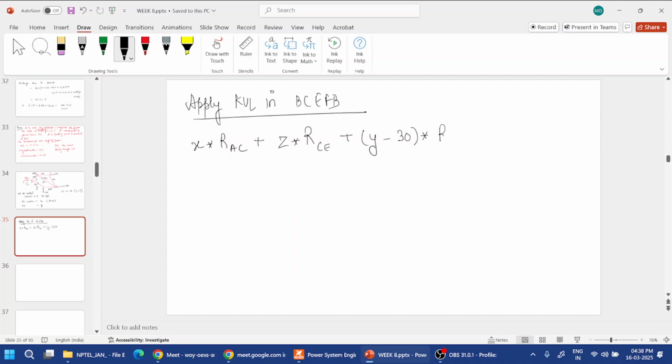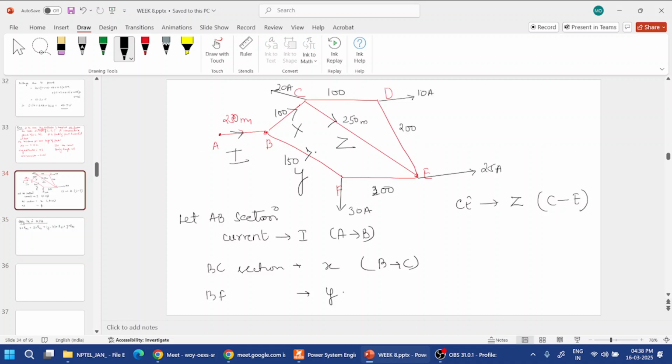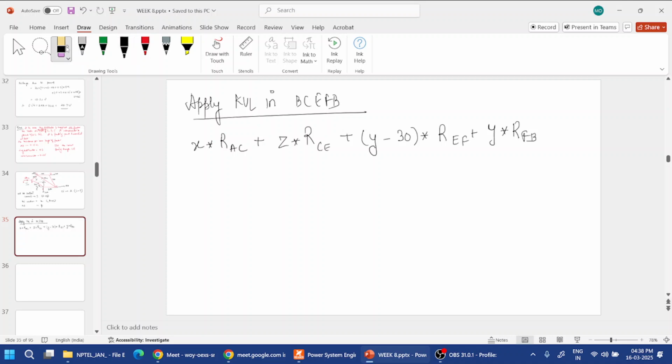How much? REF plus Y into RFB. But here, what we have taken, Y is in this direction, but we are going in the opposite direction. So basically, instead of plus, we will write minus here. Or we can say, just remove the minus, it will be equal to this.